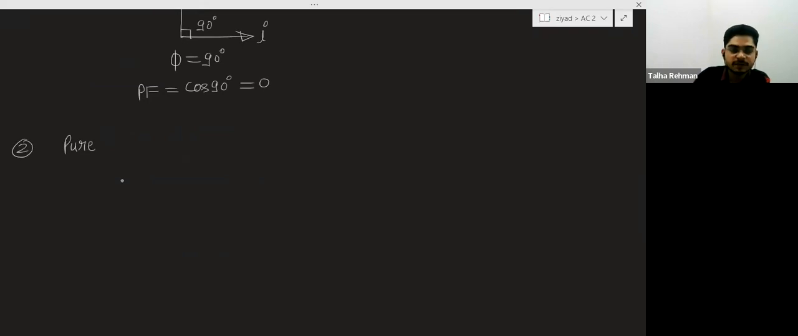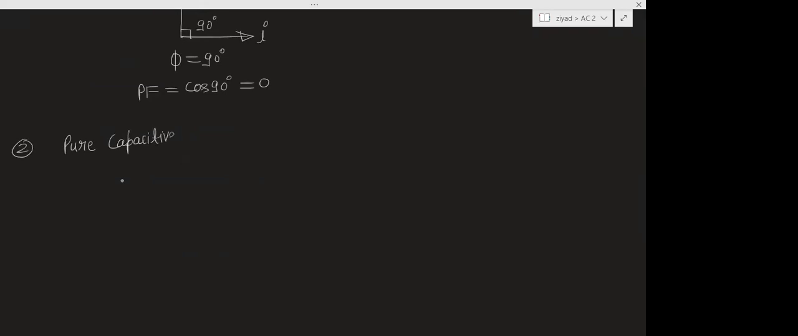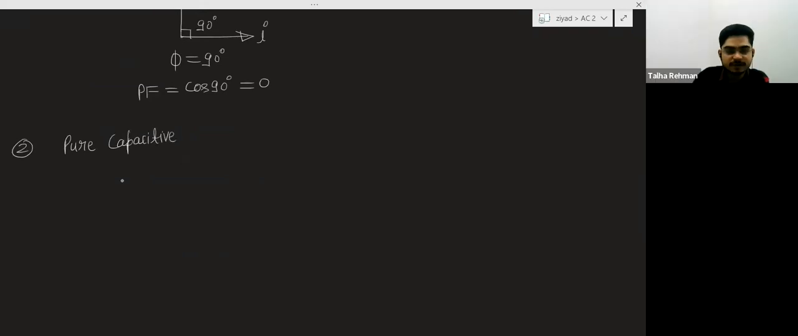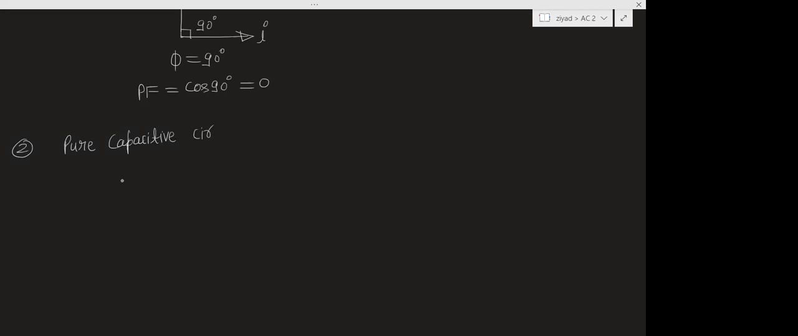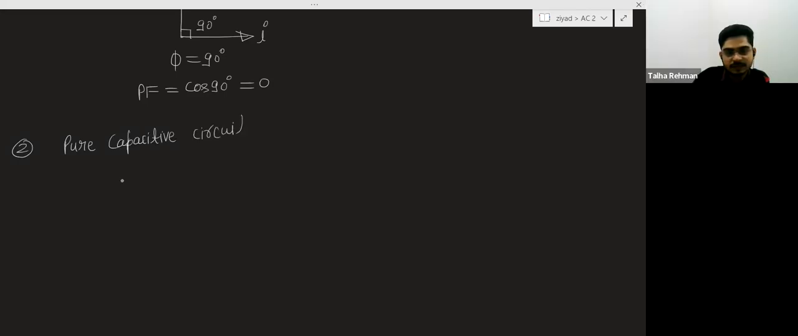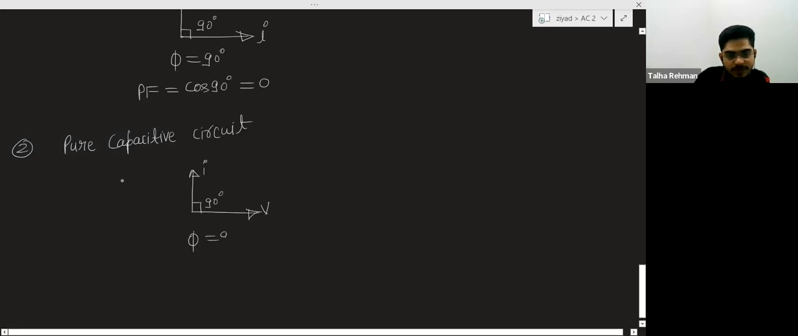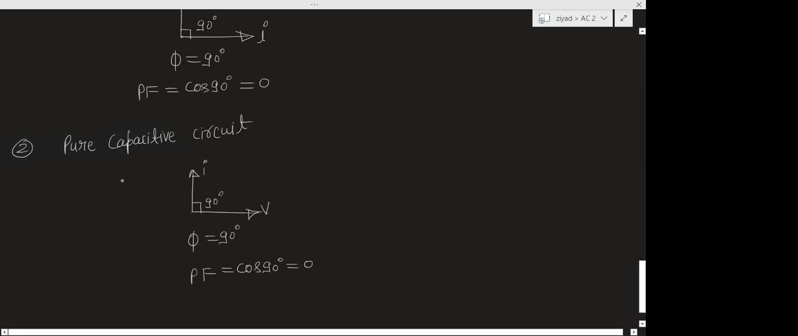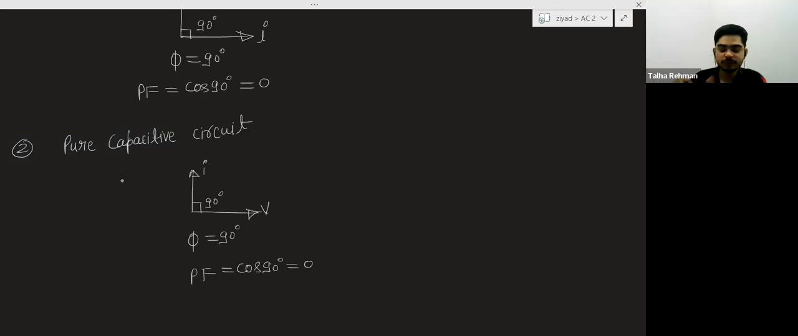Purely capacitive circuit, what is the phase difference? Which one lags, current or voltage? This time voltage lags, current leads by 90 degree. So phase difference here is also 90 degree. So power factor again is equal to cos 90. Cos 90 is equal to 0.